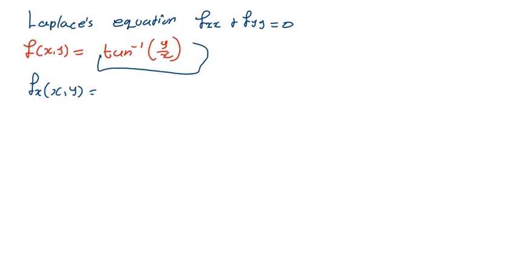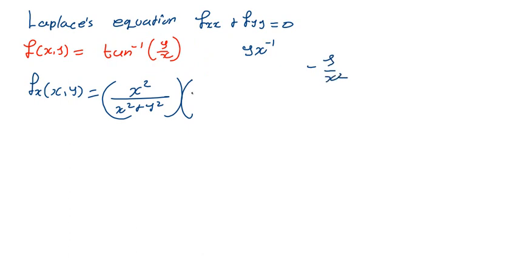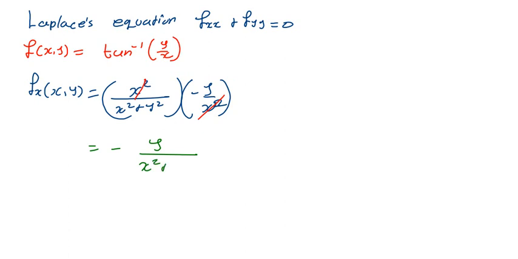So when you differentiate this, what you're going to end up with is x squared divided by x squared plus y squared. That's the derivative of everything here, but we're going to multiply by the derivative of what you have inside here with respect to x. In this case it's more like you have y times x to the negative 1, you differentiate that, that will give you minus y over x squared. So what you observe is that this and that go, so what do we remain with? What we remain with is minus y over x squared plus y squared.